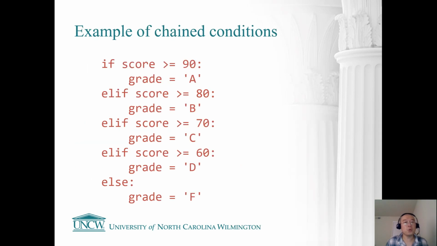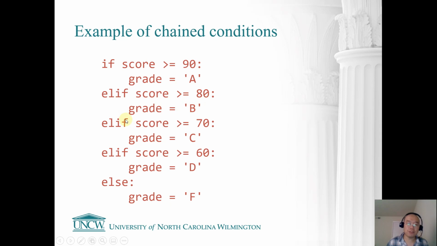And the answer is simple. You can do as many elifs as you want to. So the logic is we check the first condition. If the score is greater than 90, then we get an A. And if the first condition is false, we check the second condition, which is the first elif. We check if the score is greater than 80, and if so, we get a B.